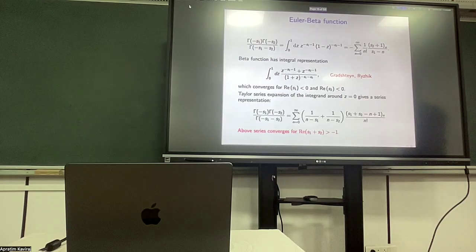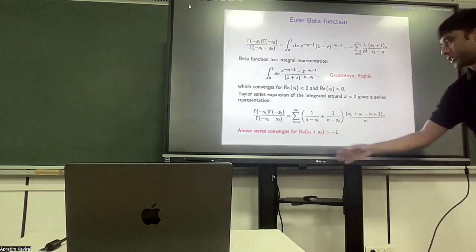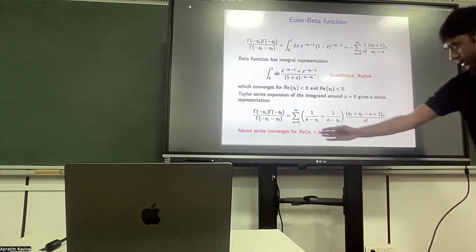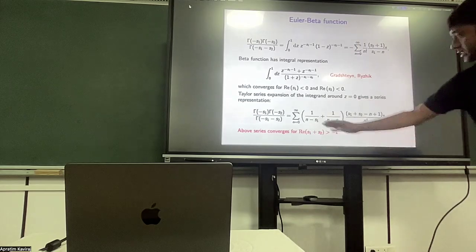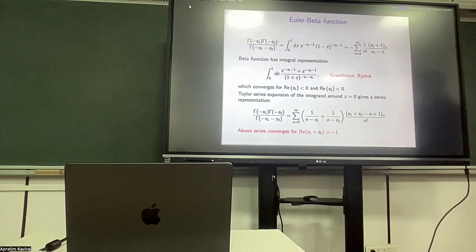However, the problem is that this does not converge, or has very poor convergence, in this region. If we take the real part of s1 plus s2 greater than -1, the series converges only for this part, and if we go beyond that, the series again becomes very badly convergent. We have to include many terms to make it converge. Therefore, this is not a desired representation that we can use.